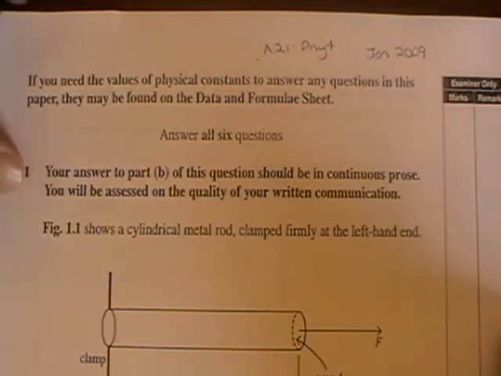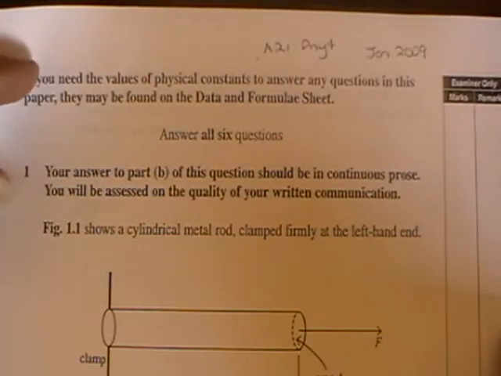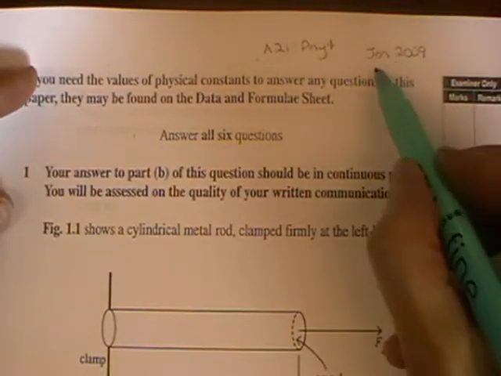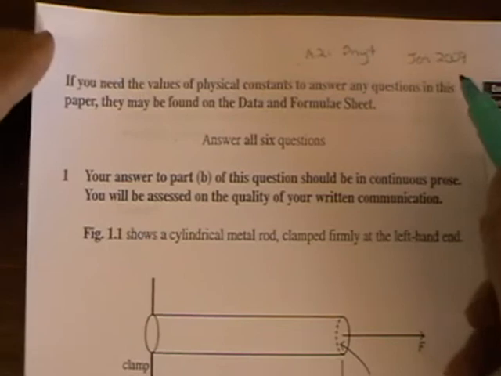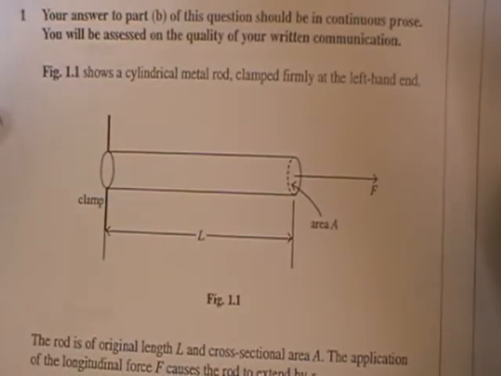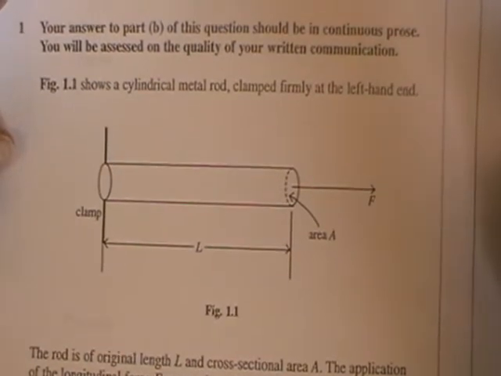This is A21 Physics 4. It used to be an A21 Physics 4, it's now on AS1. January 2009, and this is question 1, and it's about strain energy, Hooke's law and Young modulus.